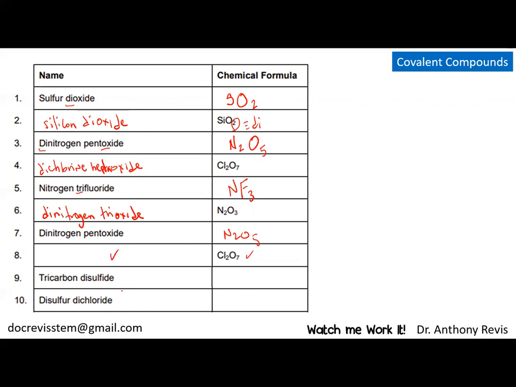Here I have tricarbon. So that's carbon, tri, and sulfur di. In this case, I have disulfur, sulfur di, chloride, Cl 2. All right. So there you have it. That's how we would go about determining charges and doing these.